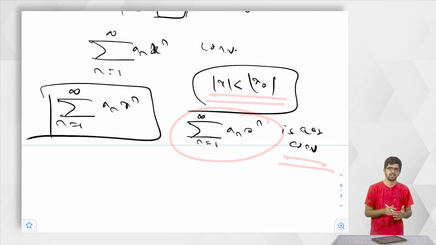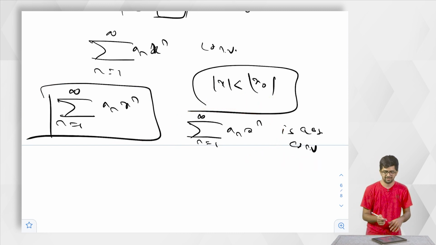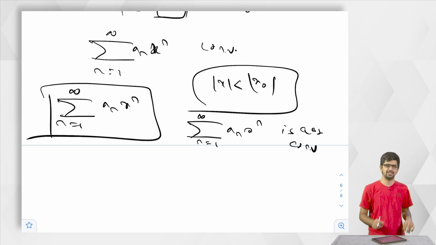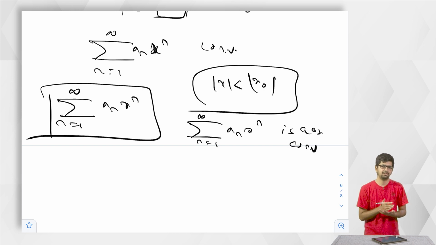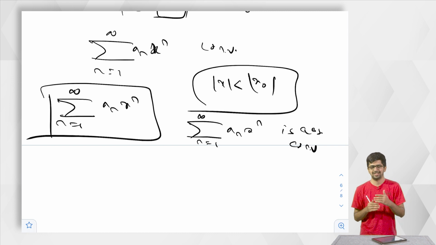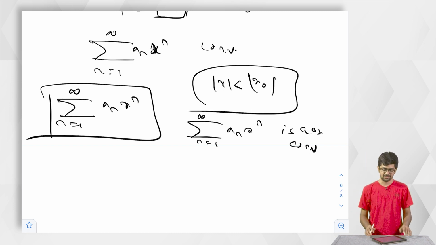So this is where we talk about the notion of radius of convergence for a power series. More details I will add in the lecture notes. This is not part of the syllabus, but I am saying it so that it will be useful when you read something about a Taylor series or something like that.